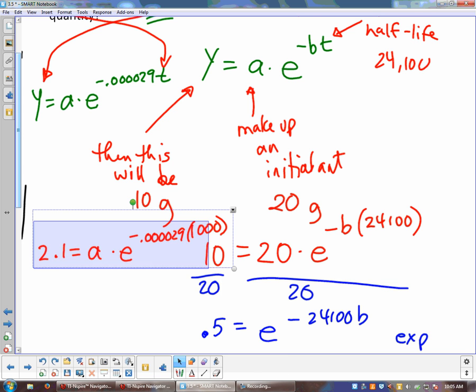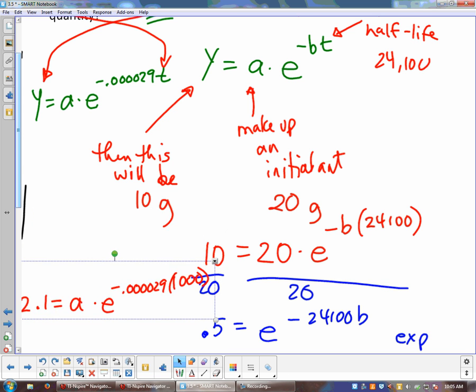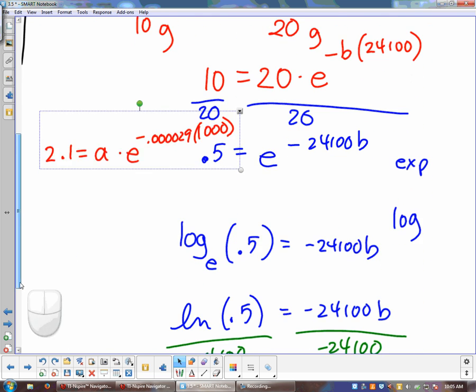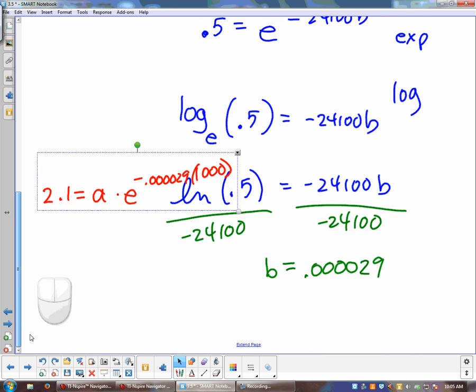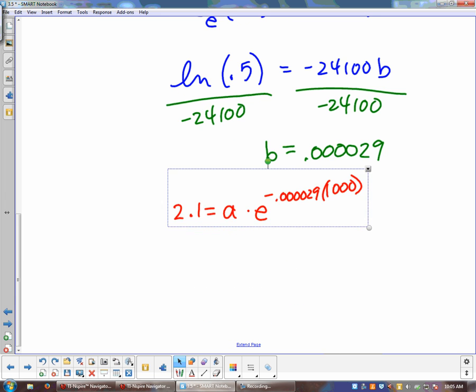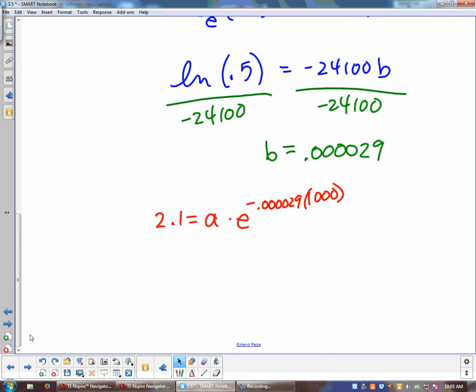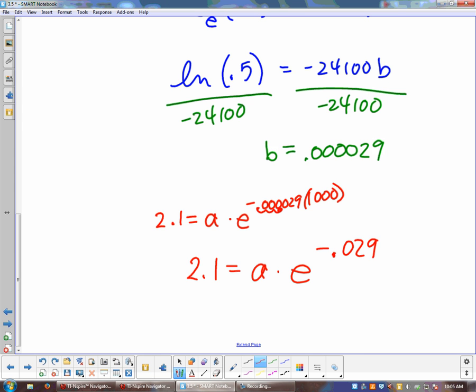All right, so now that I have this, what would be our first step here? Can we just multiply this by 1,000? Is that going to just slide this decimal place over 3 spots? So I'll have 2.1 equals a times e to the negative 0.029, like that. Okay, so how do we solve for a?